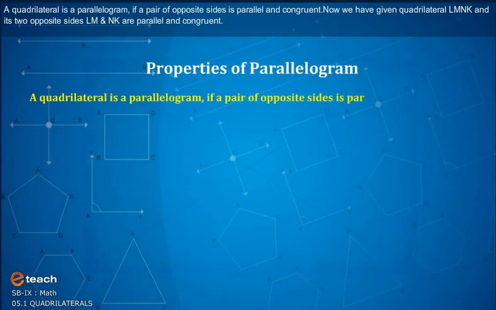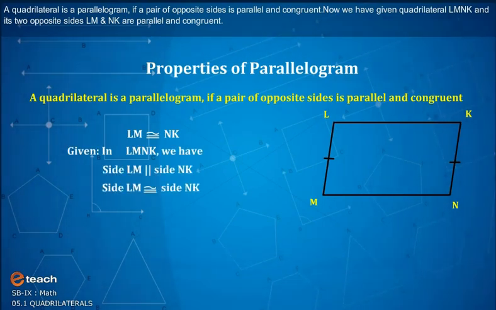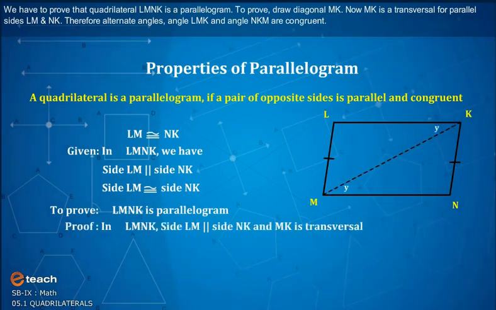A quadrilateral is a parallelogram if a pair of opposite sides is parallel and congruent. Now we have given quadrilateral LMNK and its two opposite sides LM and NK are parallel and congruent. We have to prove that quadrilateral LMNK is a parallelogram. To prove, draw diagonal MK. Now, MK is a transversal for parallel sides LM and NK.